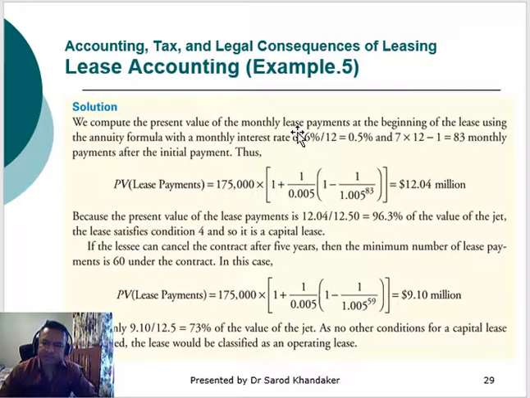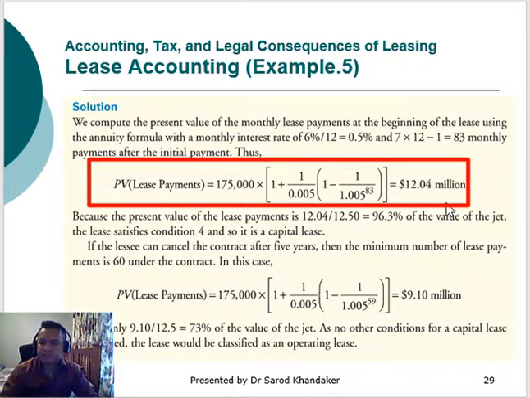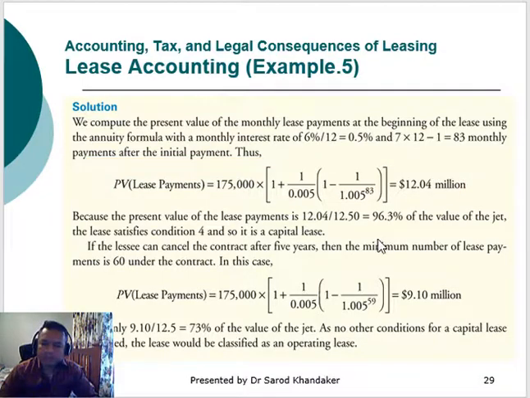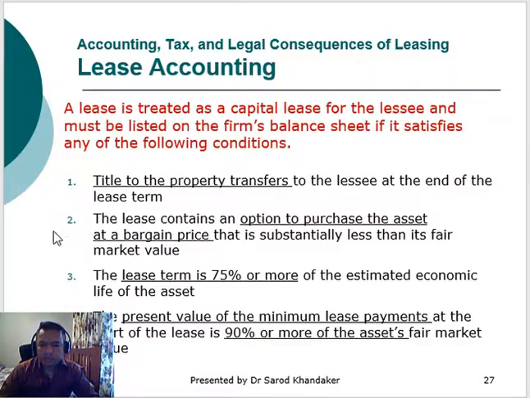If you go to the next slide, you can look at the calculation. To compute the present value of the monthly lease payments at the beginning of the lease using the annuity formula, the monthly interest rate is 6 divided by 12, which is 0.5%. Over 7 years with monthly compounding, 12 multiplied by 7 is 84 payments, which is 83 monthly payments after the initial payment. If you calculate the present value of the lease payments using the formula, we find that it is 12.04. Now we go back to check these options.